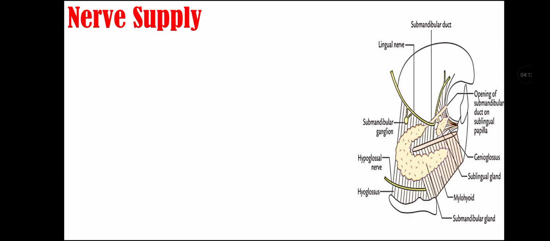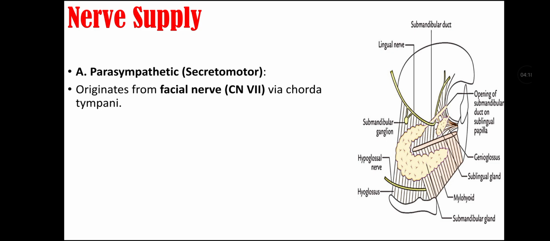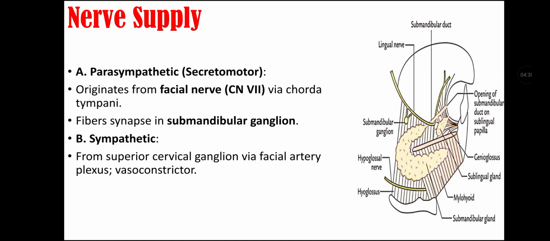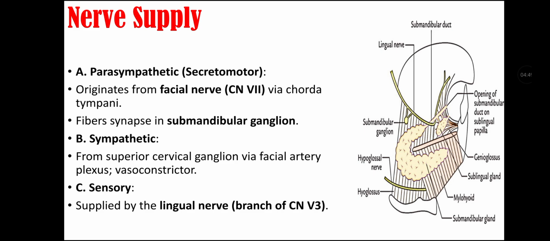Talking about the nerve supply of the submandibular gland, it has a parasympathetic nerve supply that is secretomotor. That means this parasympathetic supply causes secretion from the gland. It originates from the facial nerve through the chorda tympani. These fibers synapse in the submandibular ganglion. The other type of nerve supply is sympathetic, from the superior cervical ganglion through the facial artery plexus, and this causes vasoconstriction. The third type is sensory nerve supply, supplied by the lingual nerve, that is a branch of the mandibular division of the trigeminal nerve.